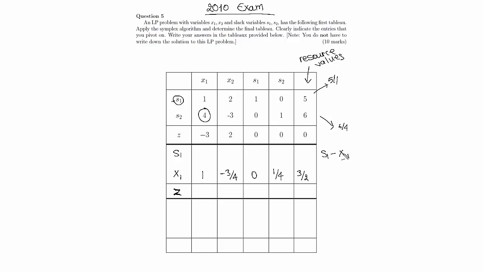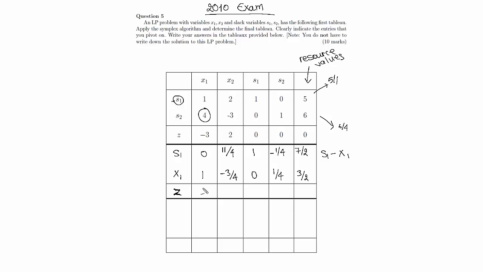So this will give us 1 minus 1 is 0, 2 minus -3/4 will give us 11/4, 1 minus 0 is just 1, 0 minus 1/4 is -1/4, and then 5 minus 3/2 will be 7/2. You can do the calculations on the side if you want. Sometimes it's easy to get confused, so be careful.